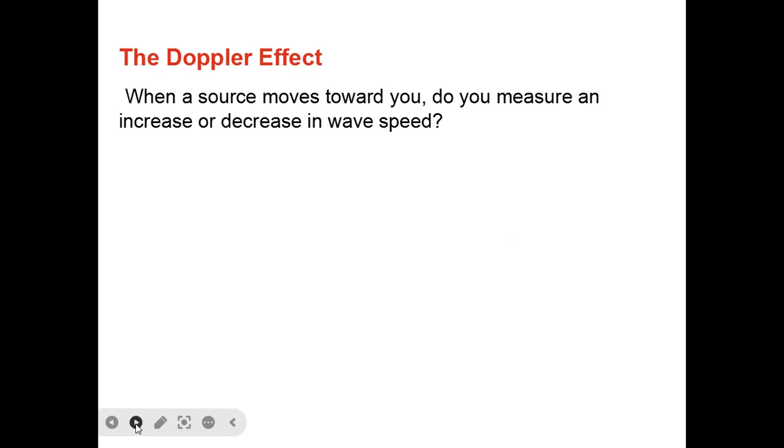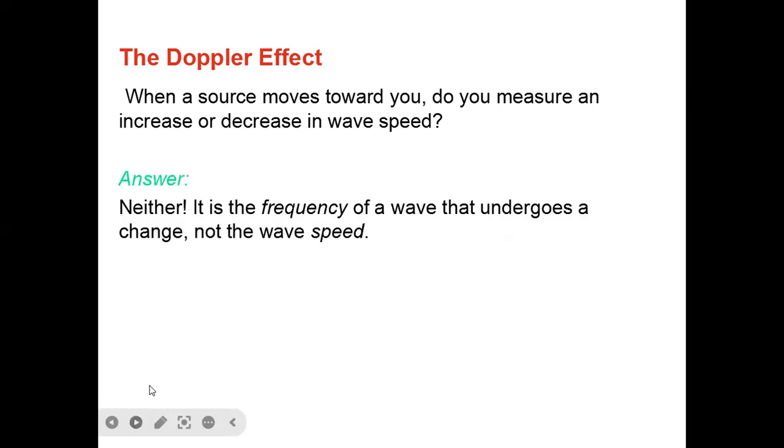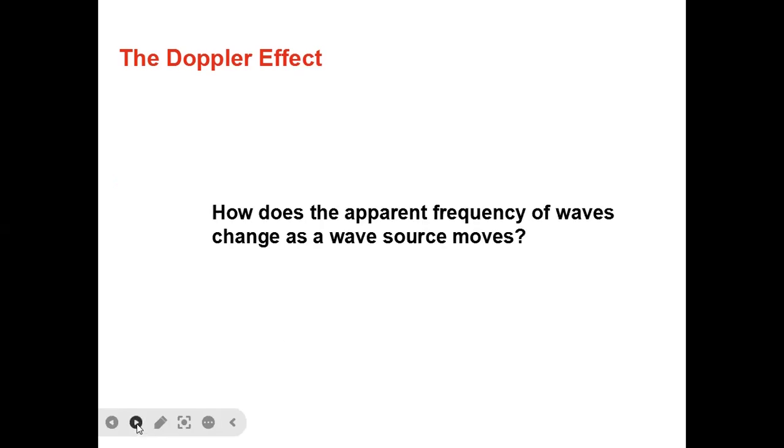When a source moves towards you, do you measure an increase or decrease in wave speed? You must know about these incidents. Neither, it is the frequency of a wave that undergoes a change, not the wave speed. So how does the apparent frequency of a wave change as a wave source moves?